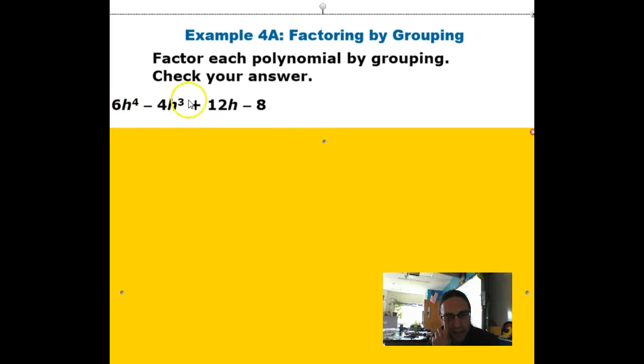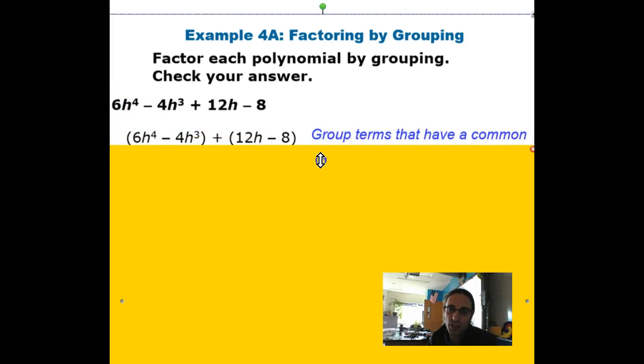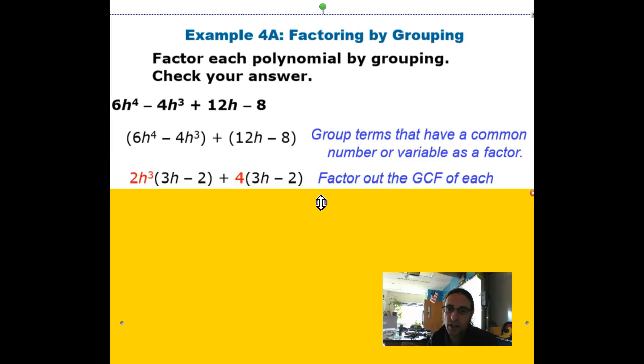So in this first part of the polynomial, you can see there's a 2h to the third in common. So first of all, I'm going to group my terms, right? The second thing I'm going to do is find a common factor. So the first one here, there's a 2h to the third in 6h to the fourth and 4h to the third, right? So basically, I factored that out. On this one over here, I've got 12h minus 8. They both have a 4 in common. Okay, so I factor out a 4. I get 3h minus 2 as its remaining portion.